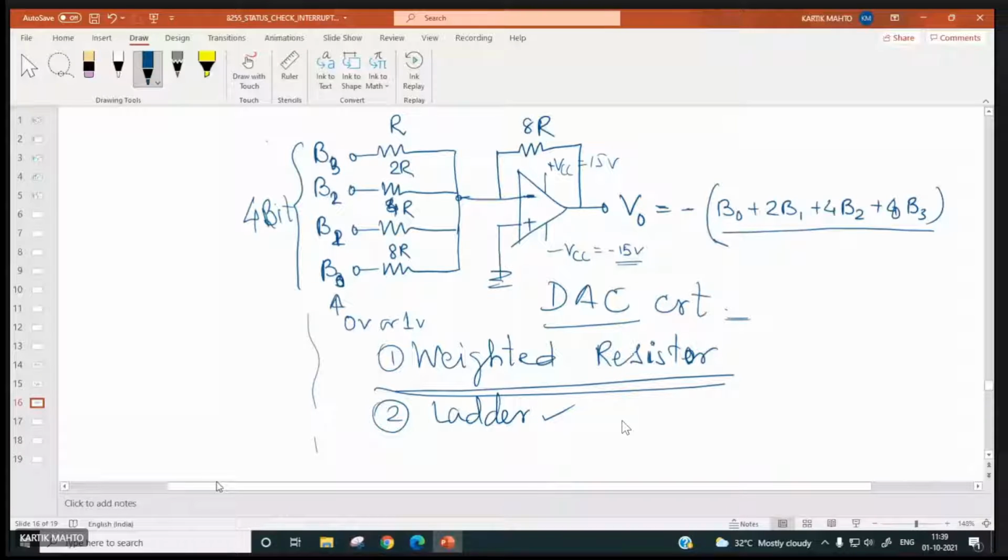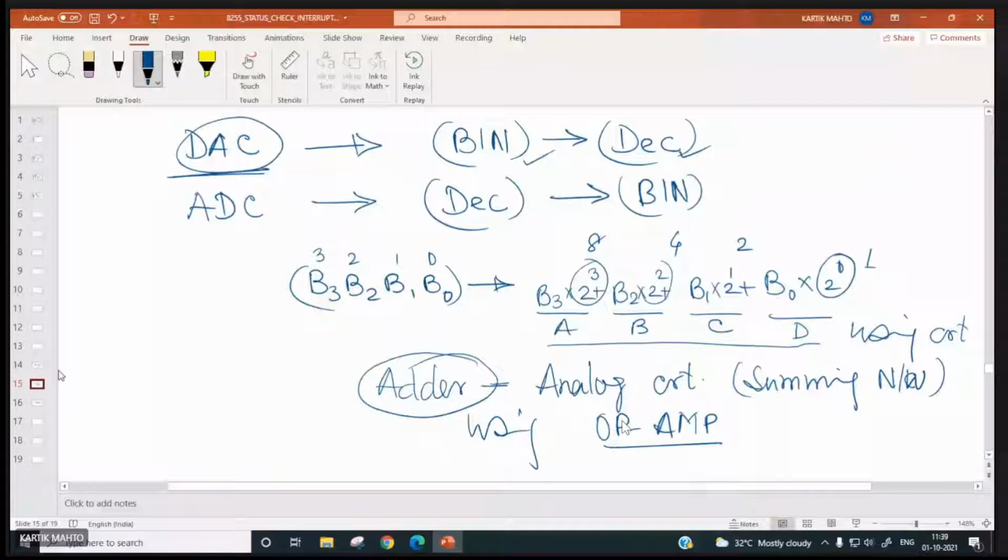My logic here for the explanation of this is that you should not get the impression that this DAC is a very big circuit or something very complex. It's not that complex. It is very simple. So that is what I was doing here.